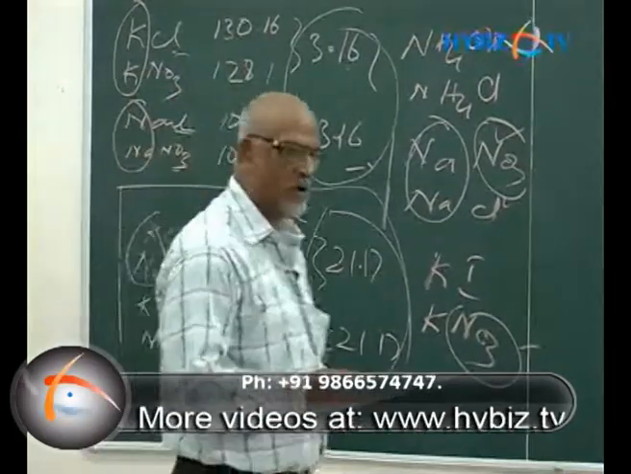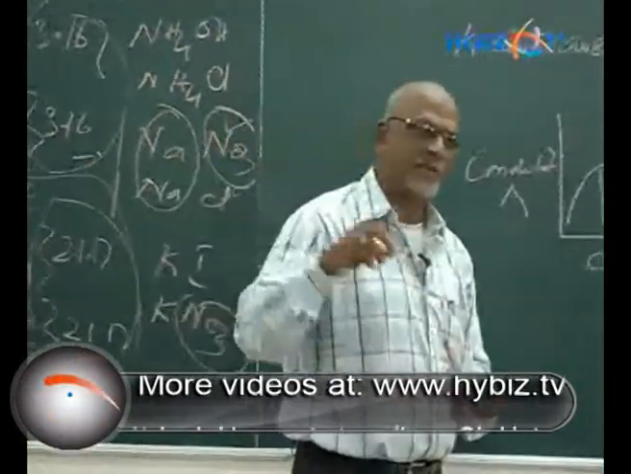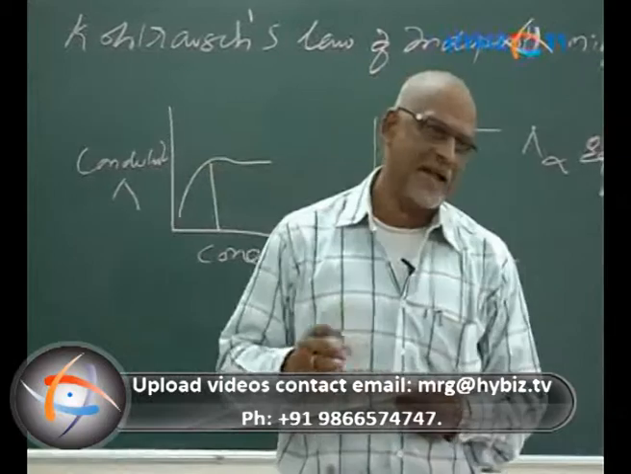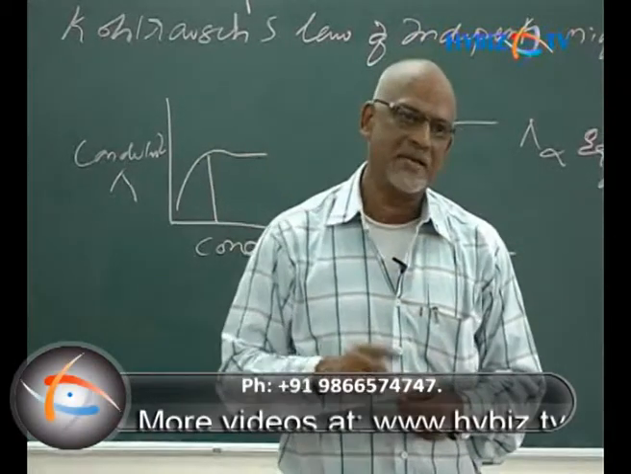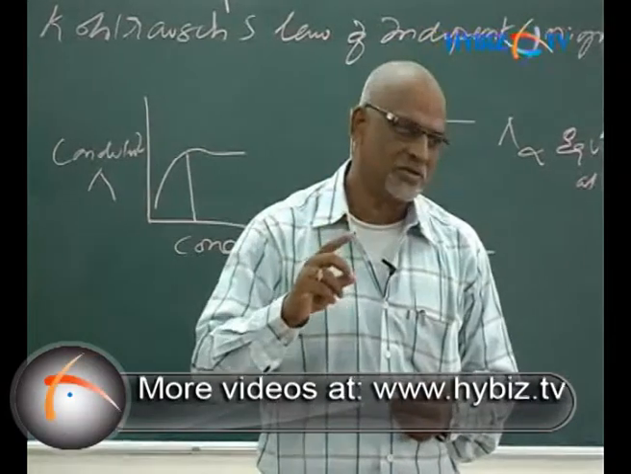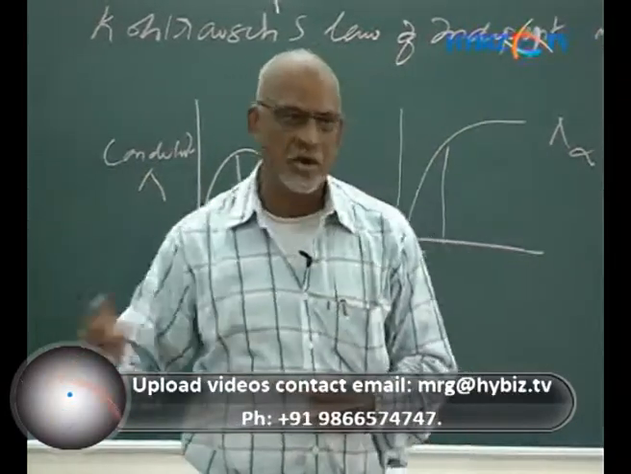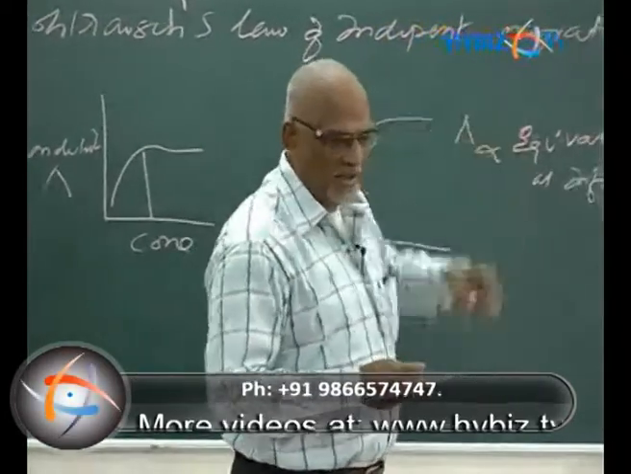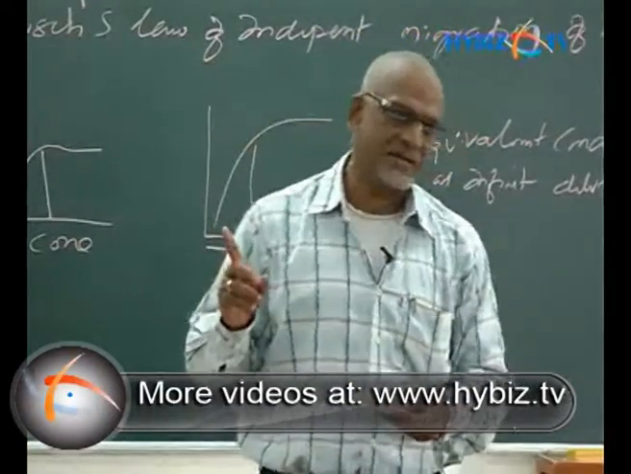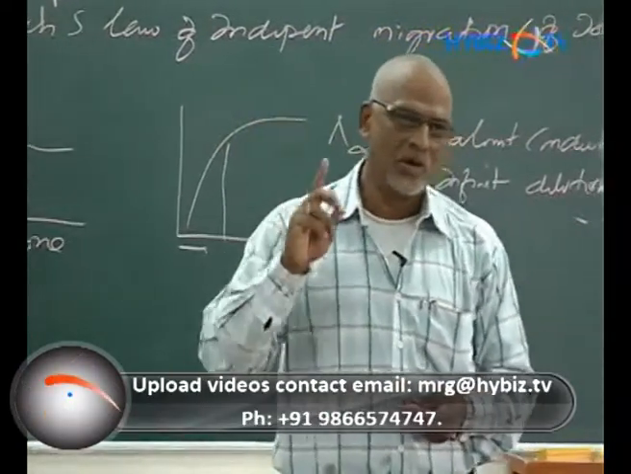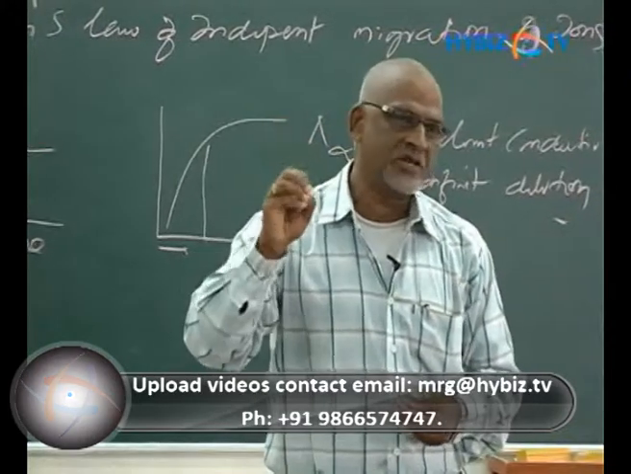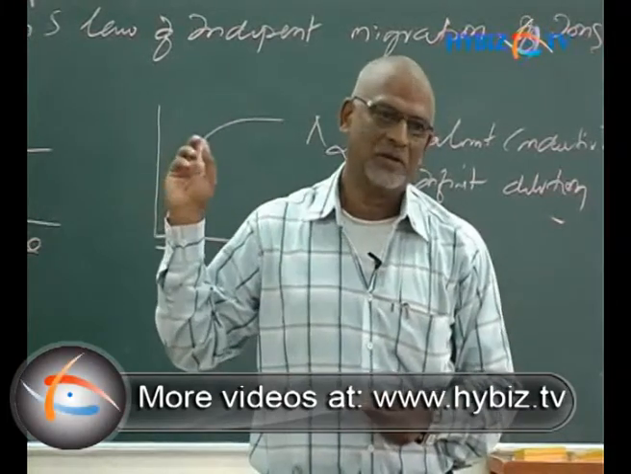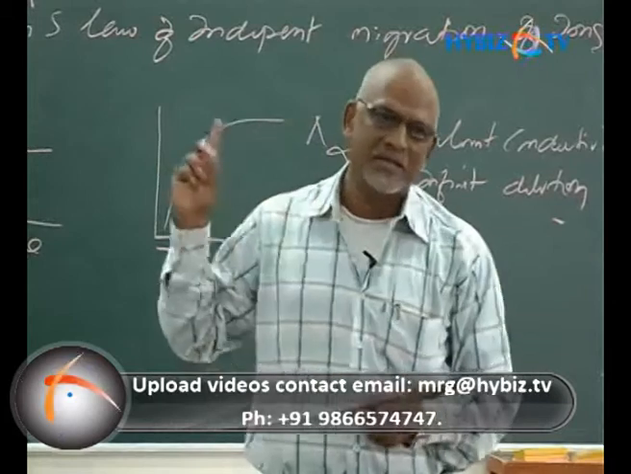This proves that irrespective of the cation present, the anion behaves as if it is the only ion present in the solution. So based on experiments like this, Kohlrausch proposed the law called Kohlrausch's law of independent migration of ions, wherein he says that irrespective of the cation present, the anion behaves as if it is the only ion present, and it contributes a characteristic value of conductivity to the solution. And that is nothing but your Kohlrausch's law.